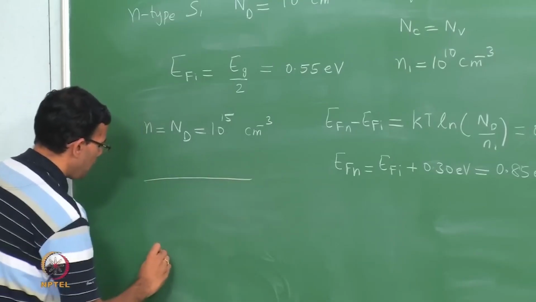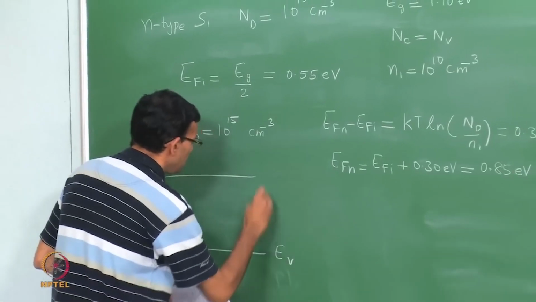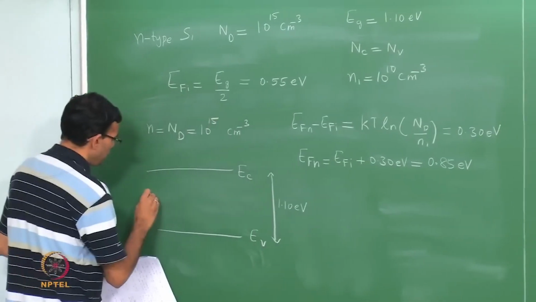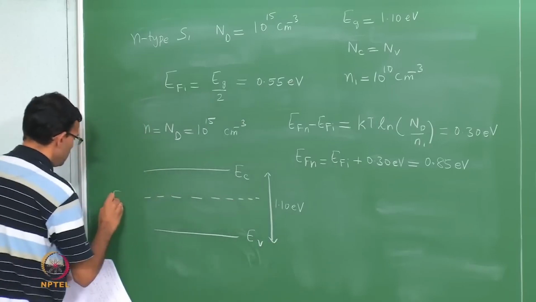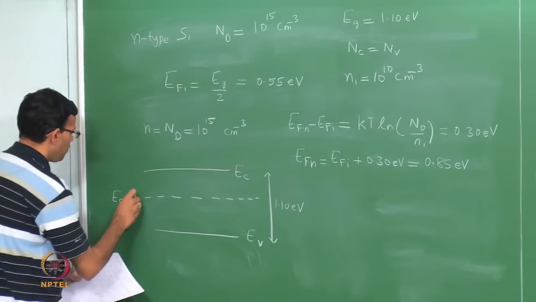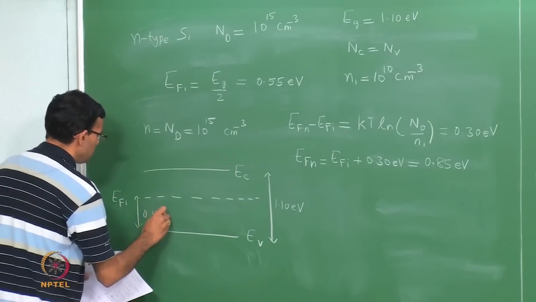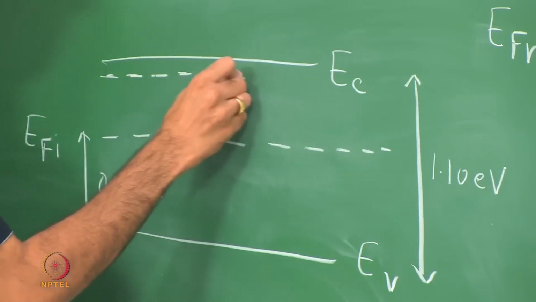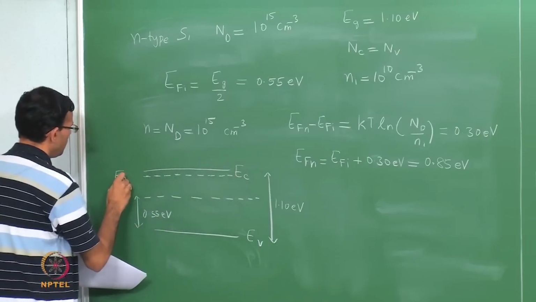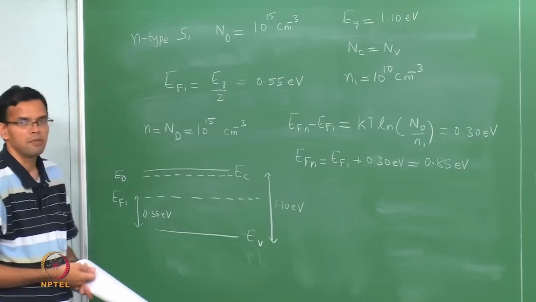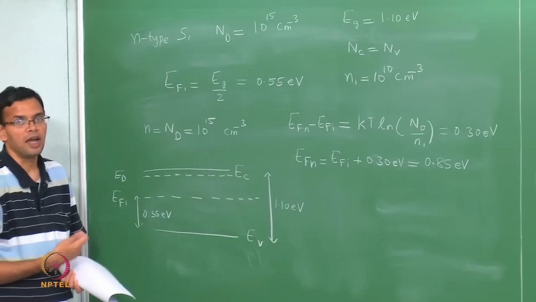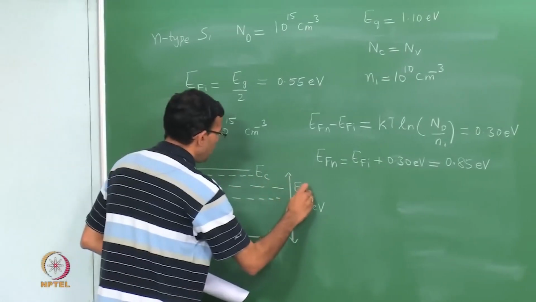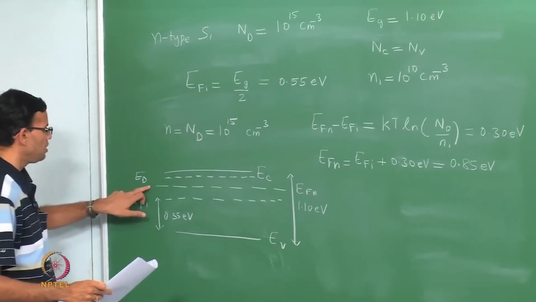If you want to show this in a band gap diagram, this is your valence band, this is the conduction band, this is the band gap. So, this is 1.10 electron volts. EFI is located at the middle. So, this is 0.55. So, you have added an n-type impurity. So, this creates your donor levels Ed. These donor levels are very close to your conduction band. At room temperature, all of the donors are ionized, and what we have is your Fermi level EFN located above the intrinsic level, but below your donor level.